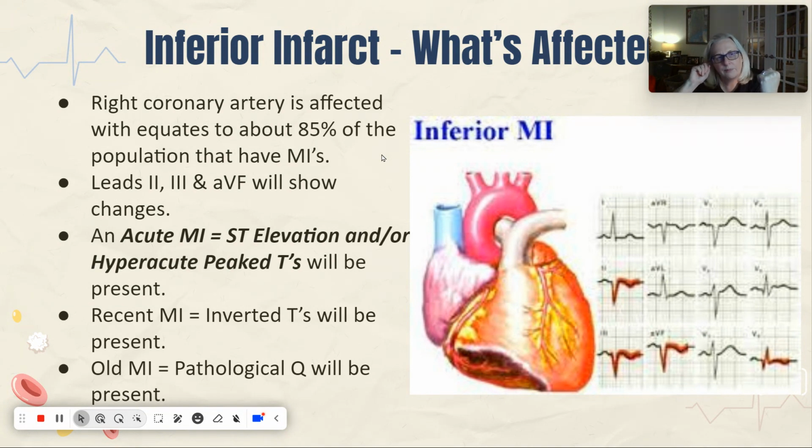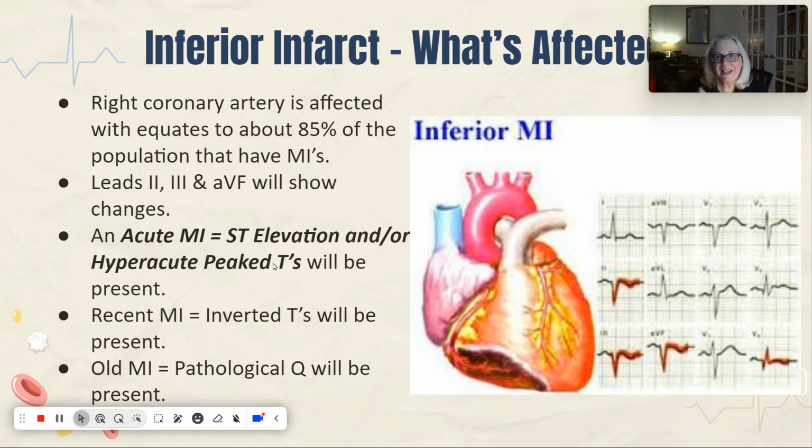Okay. So an acute MI, meaning we're having it right now, is a STEMI, or STEMI is a type of acute MI, and you'd see ST elevation and/or hyperacute peaked Ts. Okay. So leads involved for 22C are 2, 3, and AVF. And with an acute MI, you will see ST elevation or peaked Ts.